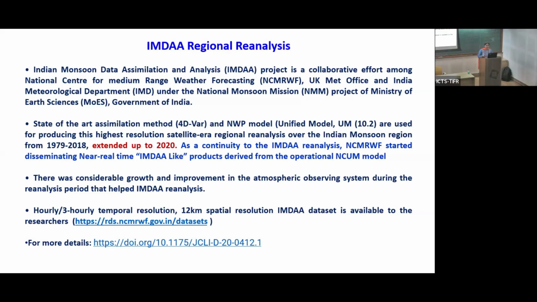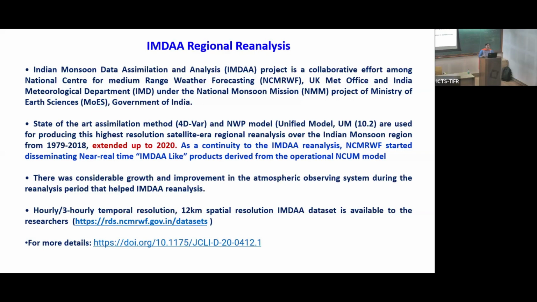There was considerable growth and improvement in the atmospheric observing system during the reanalysis period of IMDAA, and that helped the IMDAA reanalysis. As in the earlier slide I showed, for climate monitoring and climate change reanalysis, IMDAA is a type of climate monitoring. So we assimilated all the available observations in IMDAA. It is called the satellite era reanalysis because the first operational meteorological satellite, TIROS, was from 1979. That's why it is called the satellite era reanalysis, from 1979 onwards.